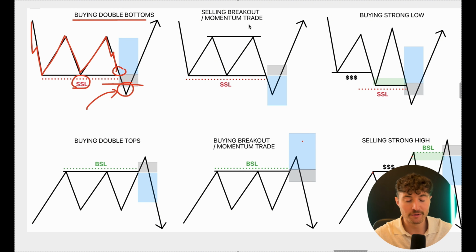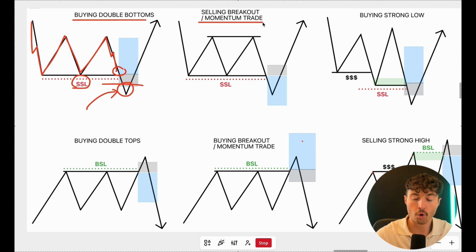The second form of inducement is selling breakout or momentum traders. So, traders are going to see this as a flag pattern right here. Let's say that you're sell bias on a market, and when price closes or breaks below right here, traders are going to be shorting this breakout.